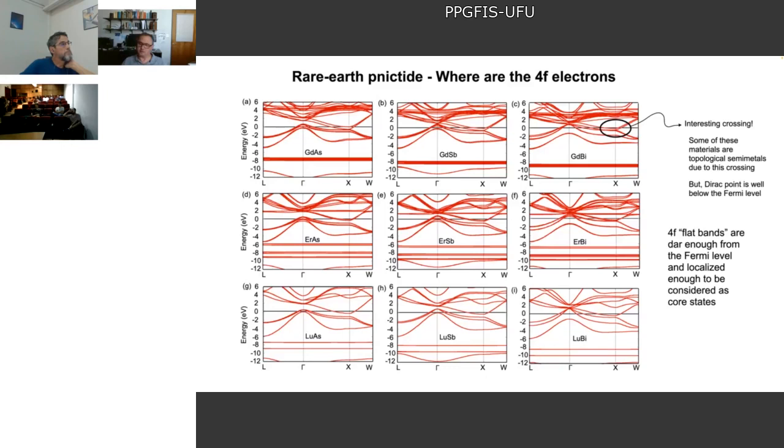Even with the spectroscopy methods. So these 4F flat bands are far enough from the Fermi level and localized enough that we are going to consider them as core states for now.